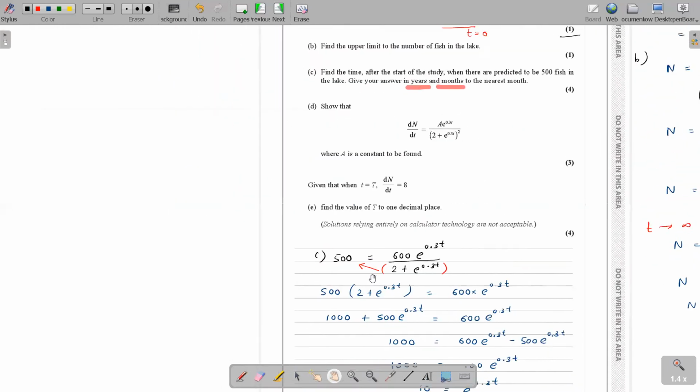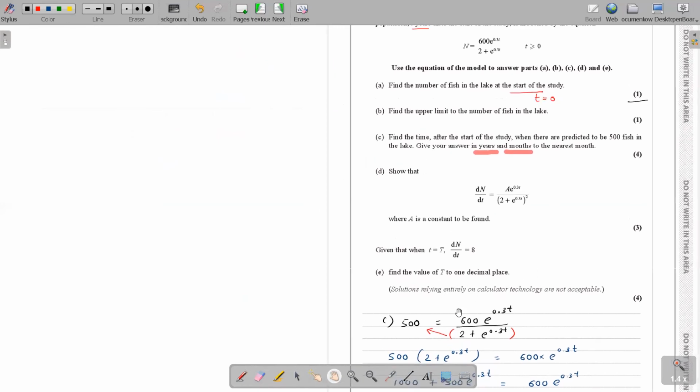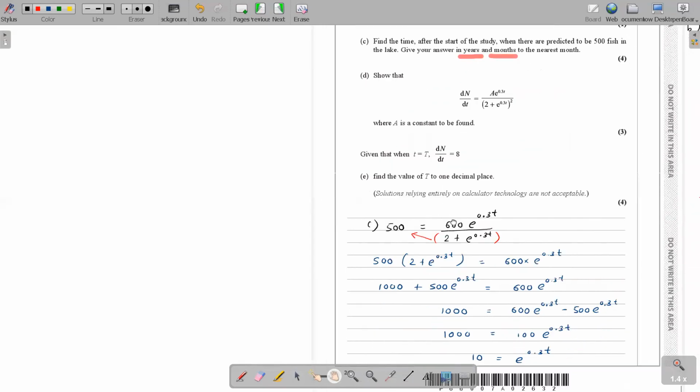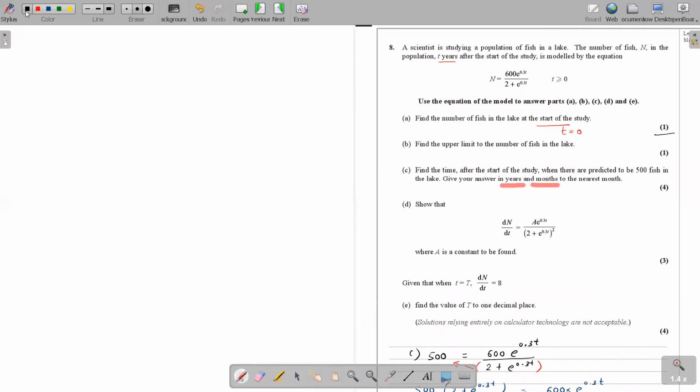Then moving on to the last part, part D. We need to show that dN by dt has a certain form, so that means you're supposed to differentiate. So N equals 600 e to the power 0.3t over 2 plus e to the power 0.3t. Differentiating this, of course, I will have to use the quotient rule.